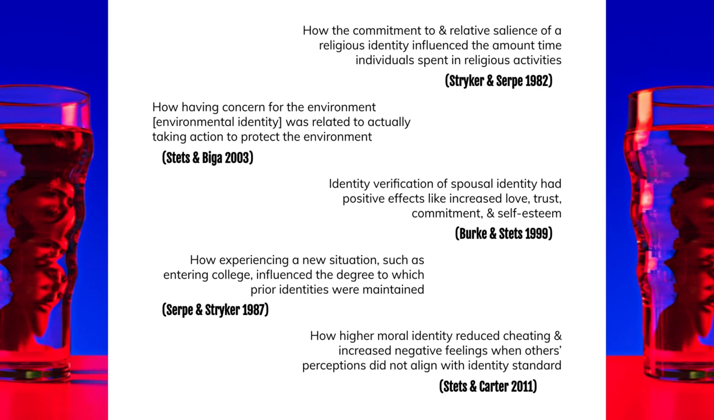And then finally, this one was really interesting. This 2011 study examined how moral identity influenced behavior in a situation where individuals had the opportunity to cheat or not, or they could perhaps not report that they were overscored on a test. The results revealed that those with a higher moral identity were less likely to cheat, and that individuals were more likely to report feeling bad when perceptions of who they were in the situation fell short of or exceeded their moral identity standard based on how they thought that others viewed them.